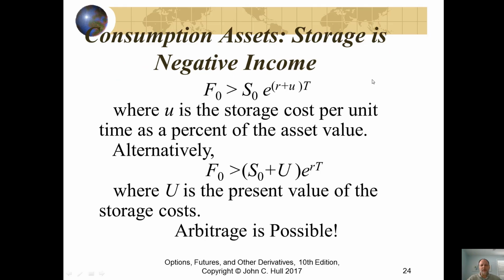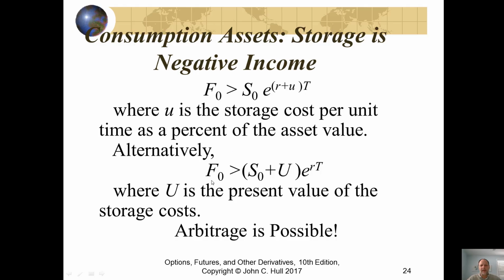For consumption assets, for example, cattle, copper, corn, items of this sort, we will also have to include a storage cost, which can be looked at as a negative income. So an equality would be F0, the future on the consumption asset, equals S0 e^((r+u)T), where u is the storage cost per unit of time as a percentage of the asset value.